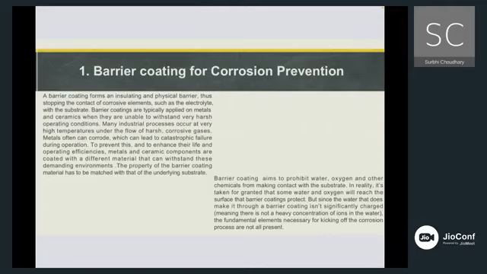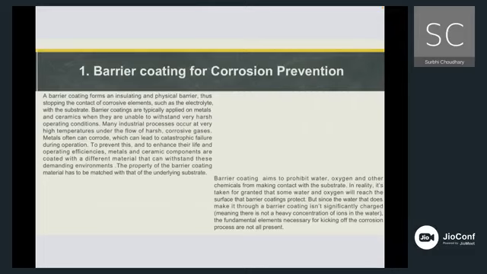Barrier coating aims to prohibit water, oxygen and other chemicals from making contact with the substance. Practically, it's taken for granted that some water and oxygen will reach the surface that barrier coatings protect. But since the water that does make it through a barrier coating is not significantly charged, the fundamental elements necessary for kicking off the process of corrosion are not all present.